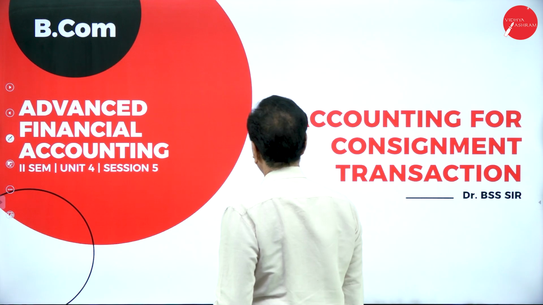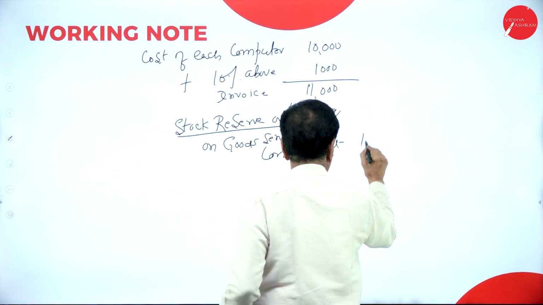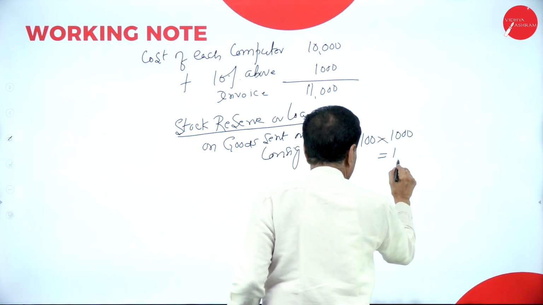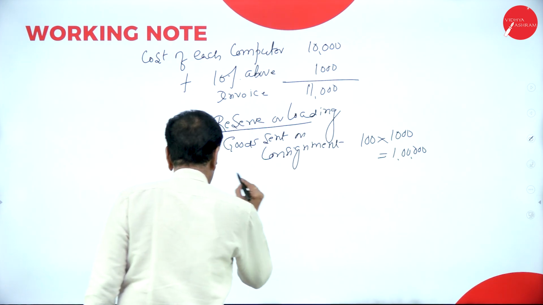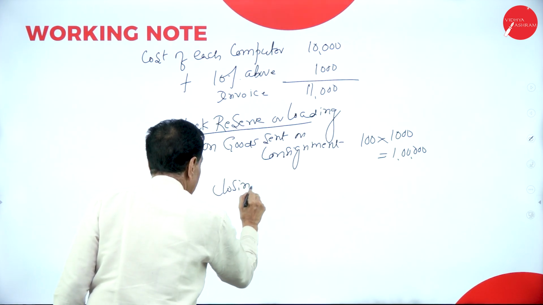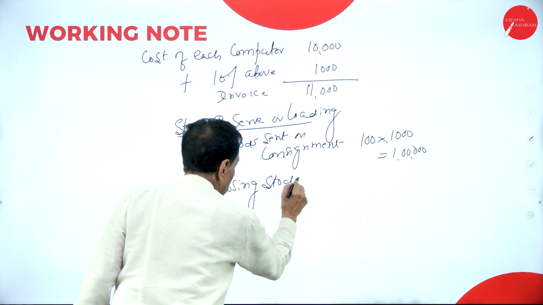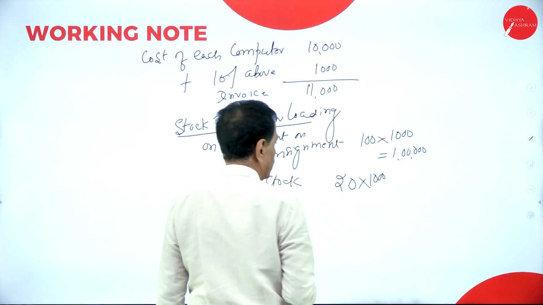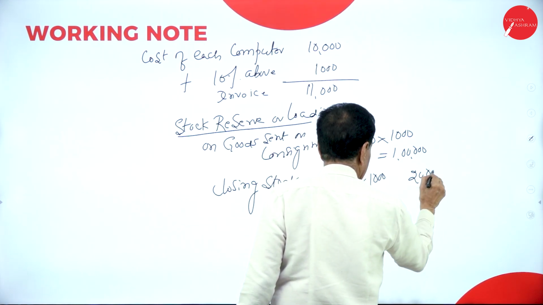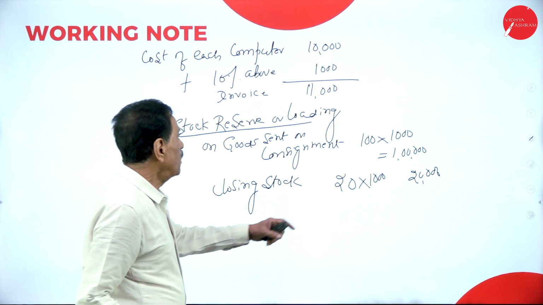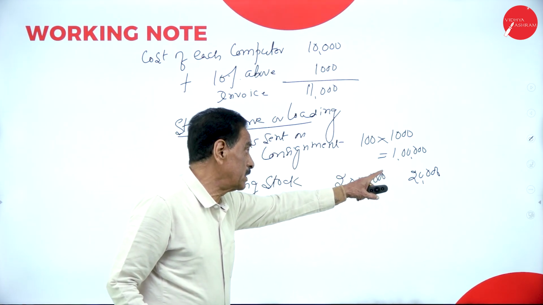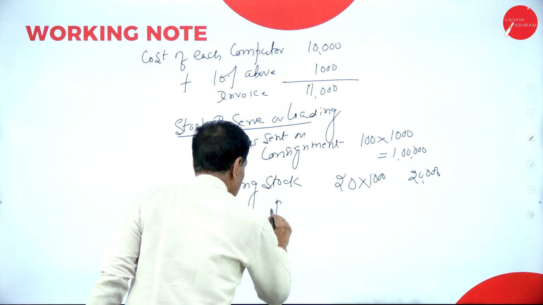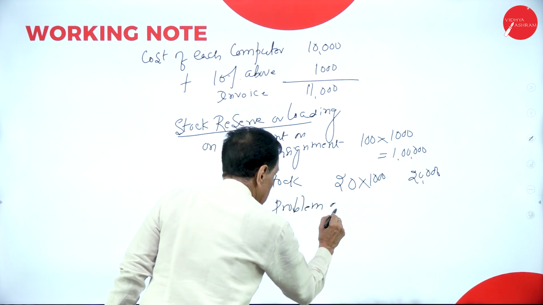While you are calculating the stock reserve on goods sent on consignment, how many computers are sent? 100. How much more? 1,000 each, it is 1 lakh. This is called stock reserve. Closing stock: how many computers left over? 20. How much more? 1,000, this is 20,000. It should be shown on the opening balance 11,000, stock reserve as 1 lakh, and closing stock 20,000 on the debit side. Problem on invoice price.